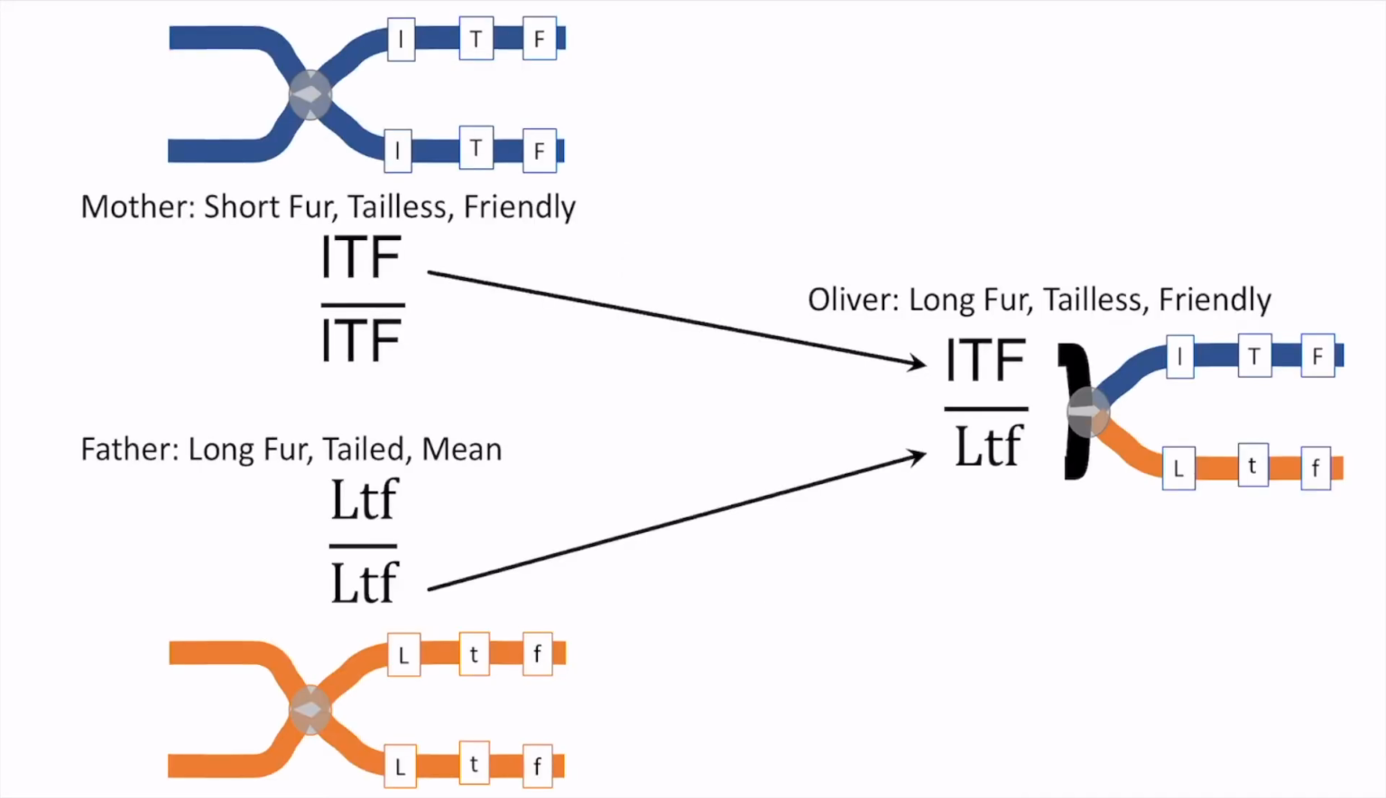Before we can do this, we need to determine what Oliver's genotype is. We know that his mother had short hair, was tailless and friendly, which gives her a genotype of little l, big T, big F, little l, big T, big F, and his father had long fur, a tail, and was mean, with the genotype of big L, little t, little f, big L, little t, little f.